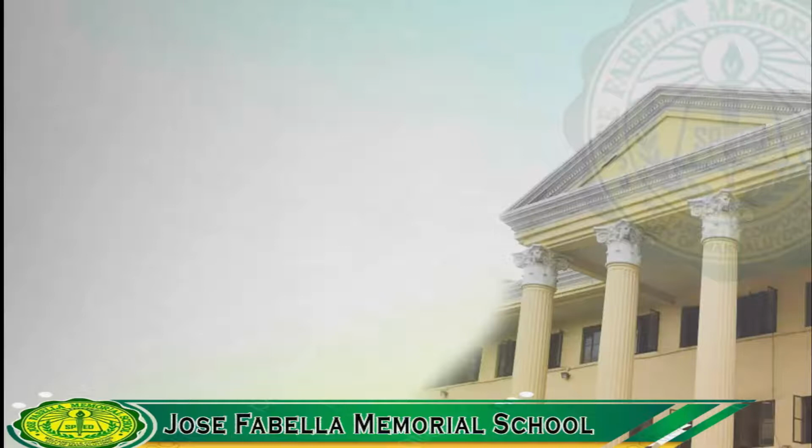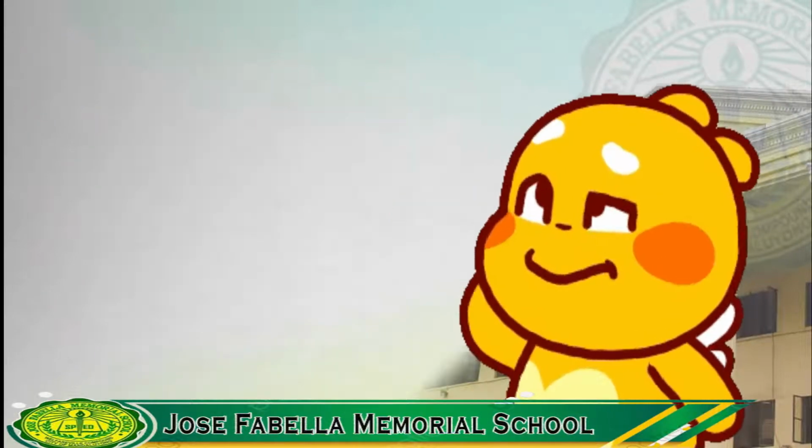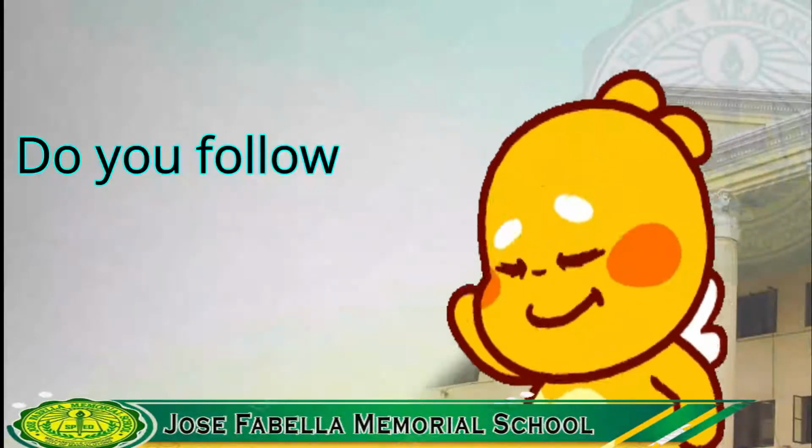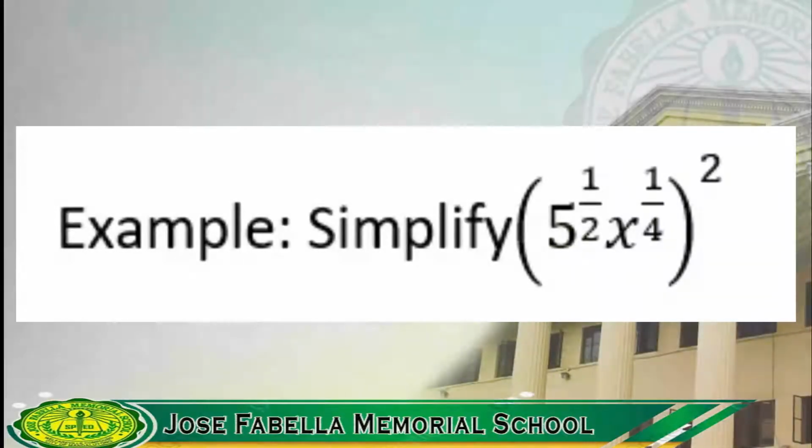Therefore, h a raised to 1 over 5, w raised to 3 over 8, all over h raised to negative 2, a raised to 1 over 5, w raised to 8 over 4 equals h cubed over w raised to 13 over 8. Do you follow? Great! Let us continue. Simplify quantity 5 raised to 1/2, x raised to 1/4 raised to 2.